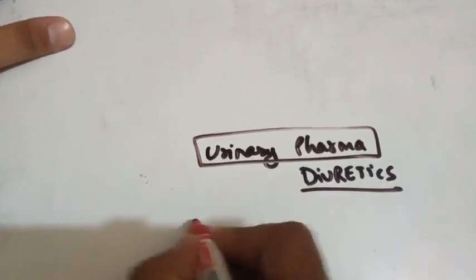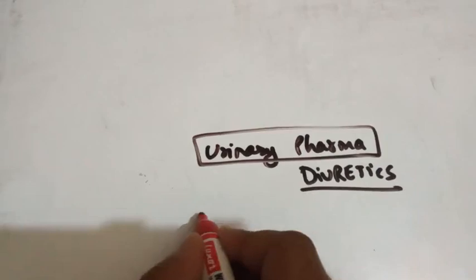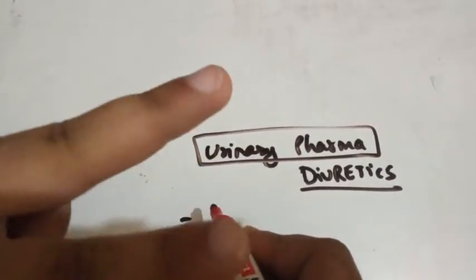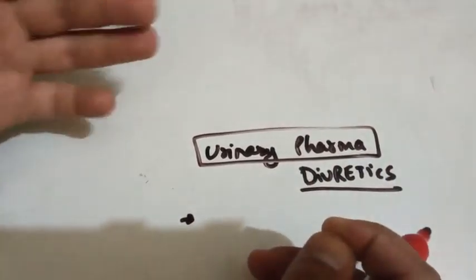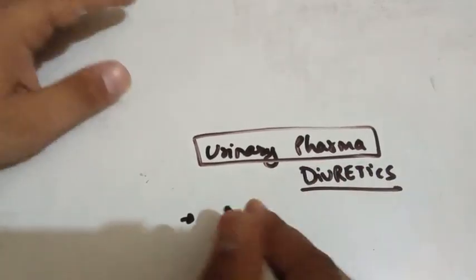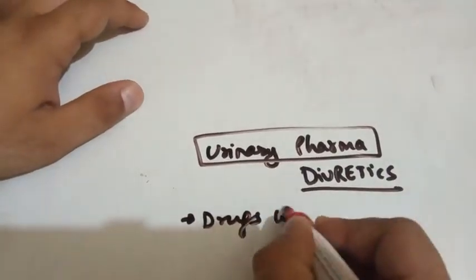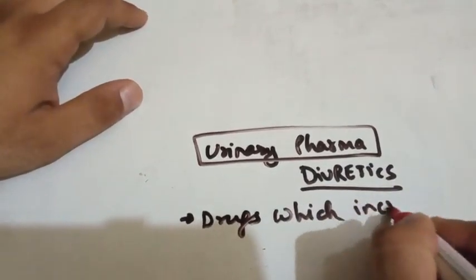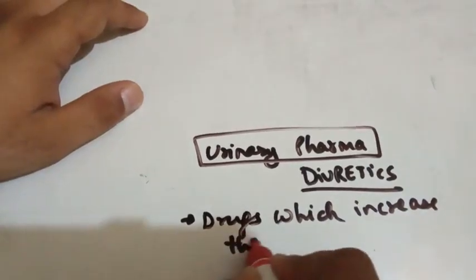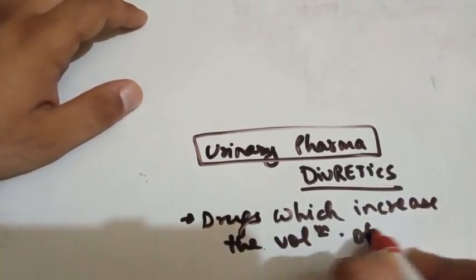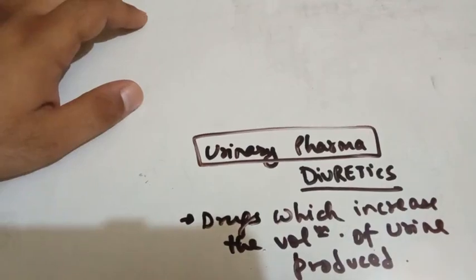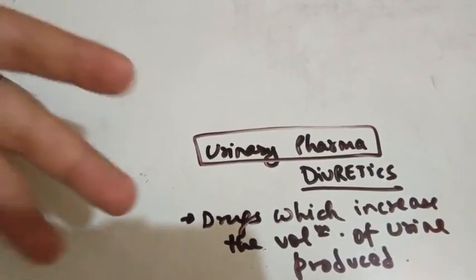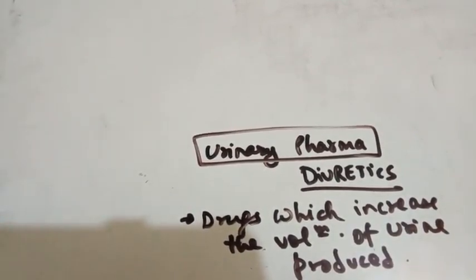Okay, so diuretics can be defined in two ways. If we try to understand the basic definition of diuretics, they are the drugs which increase the volume of urine produced by the body of the animal, by the kidney. That is one way to define diuretics. What is the other way to define diuretics?